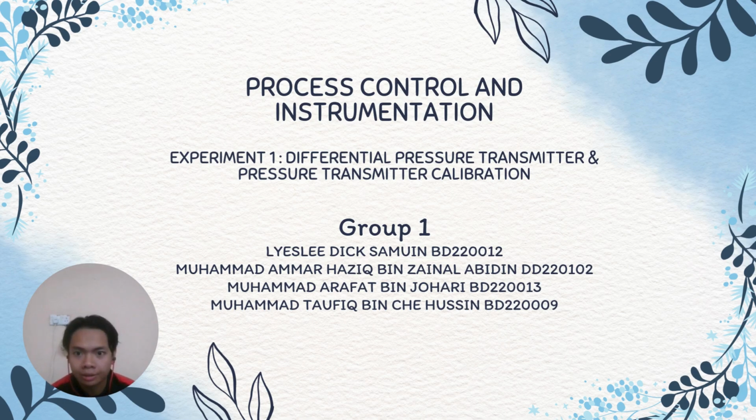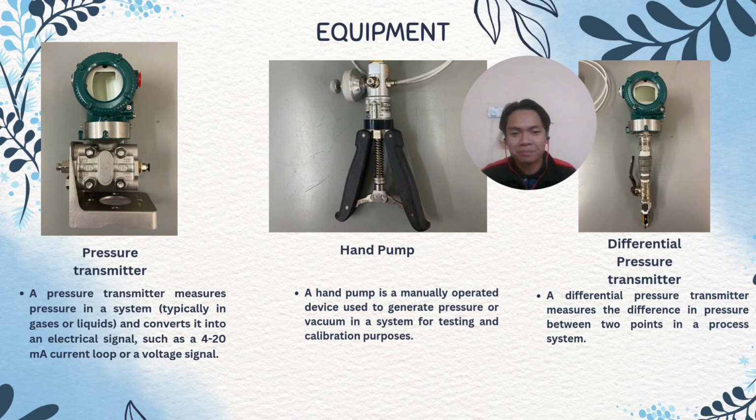So today I will explain the procedure and the equipment of experiment 1, which is differential pressure transmitter and pressure transmitter calibration. Okay, so we jump to the equipment.